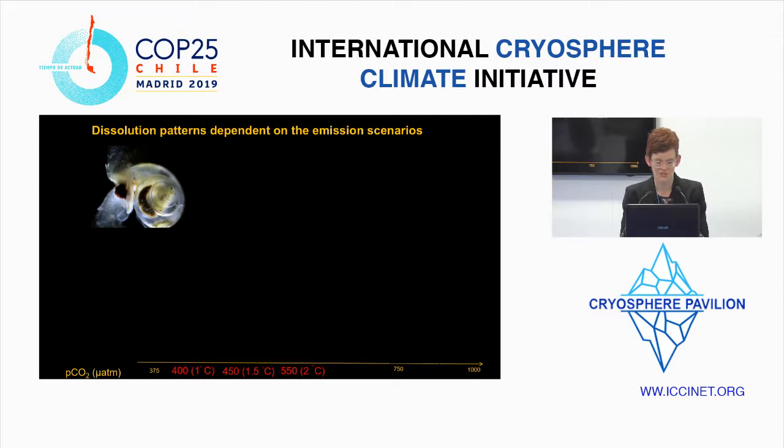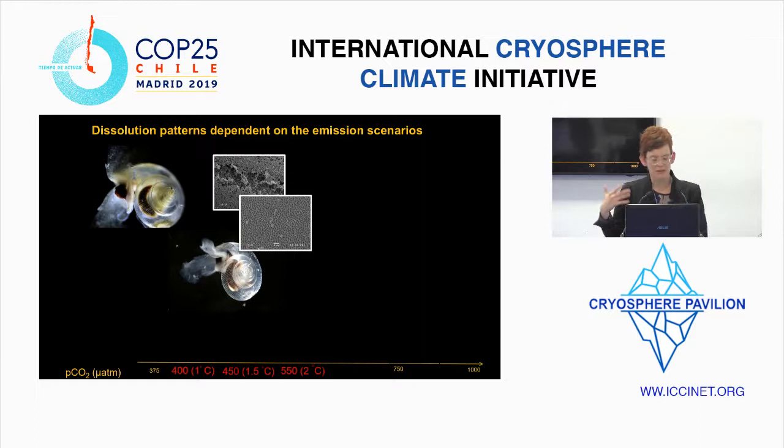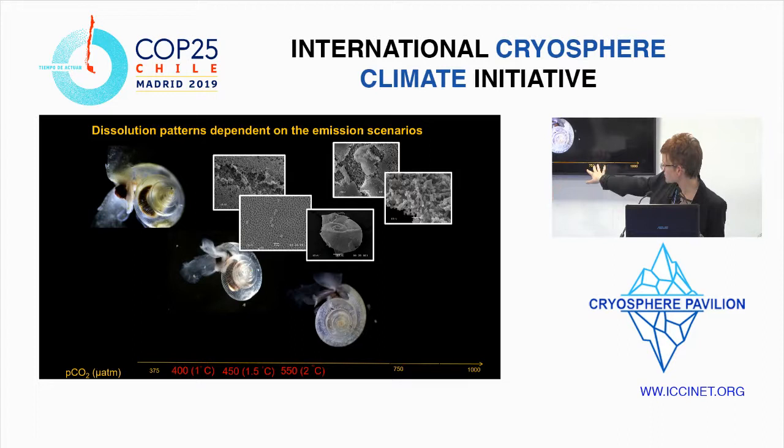In an ideal world, we would have pteropods with pristine shells, but as we are going towards 400 or 450, we start seeing first effects. The shell starts becoming a bit dissolved, and we see it on the surface. But those sorts of changes are moderate. The species can recuperate. They can repair their shells, so it's not going to be massively impacting there. But as we're going into the 2 degree scenarios, 550, we already start seeing that the shell is much more impacted, with a much more severe level of dissolution.